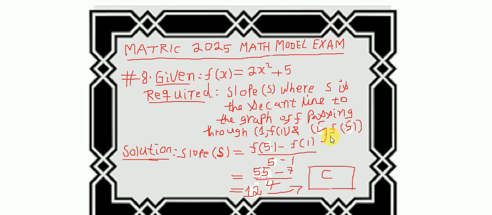Okay, 5 comma f of 5. The slope of the secant line that passes through this point and this point. Okay, slope, let me select. We take the difference between y coordinates first, f of 5 minus f of 1. Then we take the corresponding difference between x coordinates, 5 minus 1.